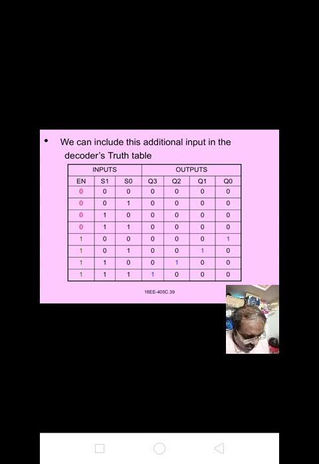For 1 1 0, that is 0 1 0 0, that is Q2 equal to 1, and rest of all are 0, that is Q3 equal to Q1 equal to Q0 equal to 0. Now 1 1 1 means here Q3 equal to 1, 1 0 0 0, and rest of all are 0, that is Q2 equal to Q1 equal to Q0 equal to 0. Okay, this is the additional input decoder truth table. It is also important. Please note it in your notebook. I will wait.